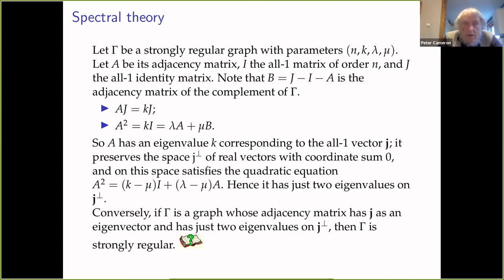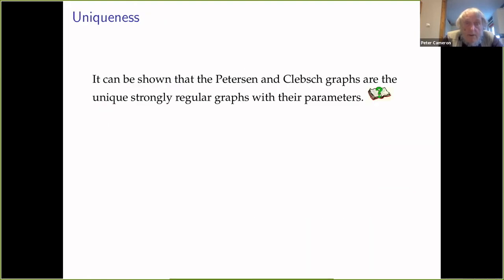And conversely, if you have a graph whose adjacency matrix has the all-one vector as an eigenvector, and just 2 eigenvalues on the space orthogonal to the all-one vector, then it's a strongly regular graph. So that's something that you could try and prove. So that's how we can recognize strongly regular graphs from their spectra. And it can be shown, and this is also something that you might like to try, the Petersen graph and the Clebsch graph are the unique strongly regular graphs having those parameters, the parameters that we saw earlier.